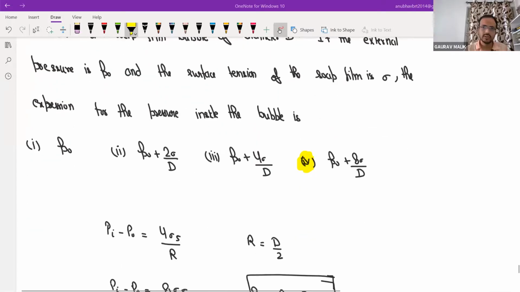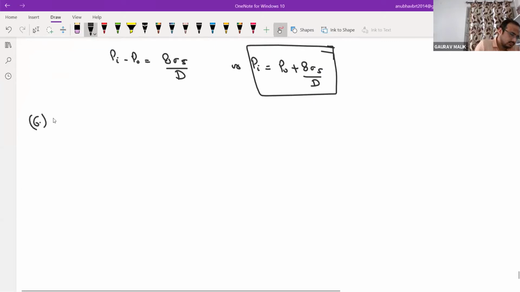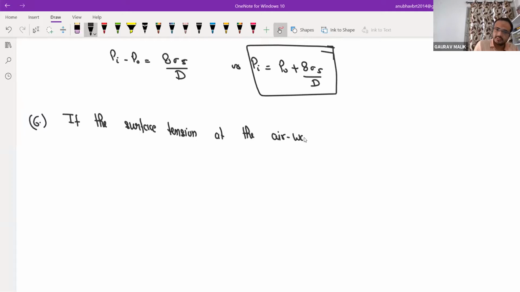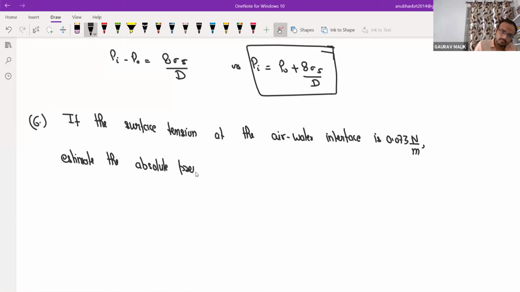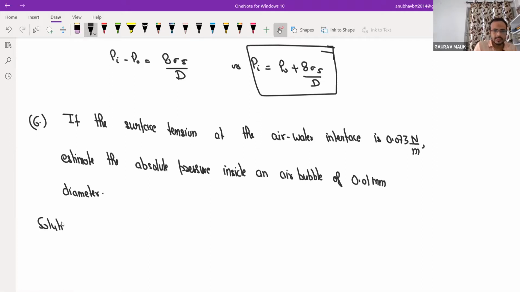Next question, question number 6. If the surface tension at the air water interface is 0.073 Newton per meter, then estimate the absolute pressure inside an air bubble of 0.01 millimeter diameter. Please tell me the answer of this question also.